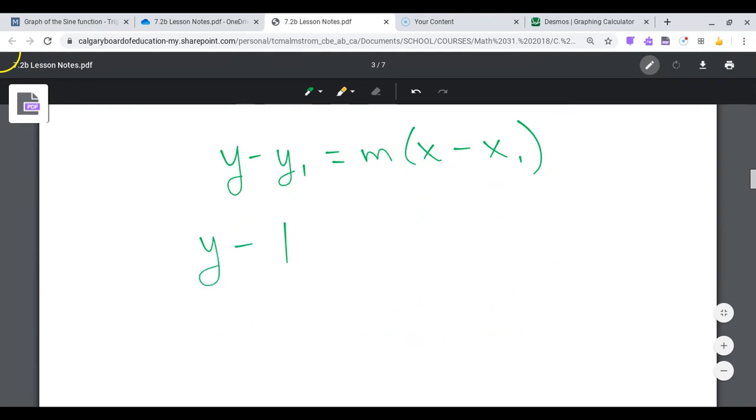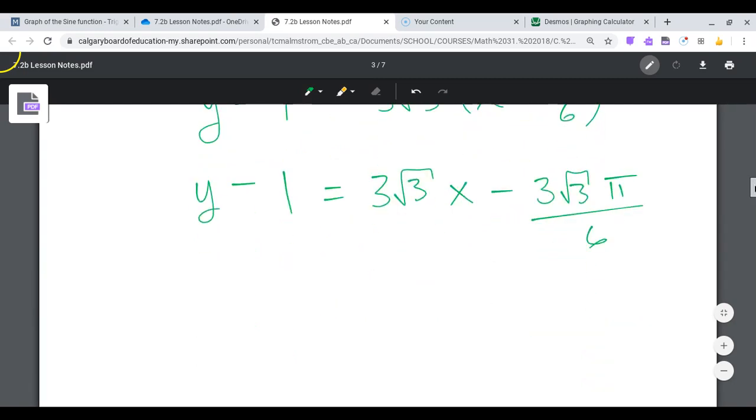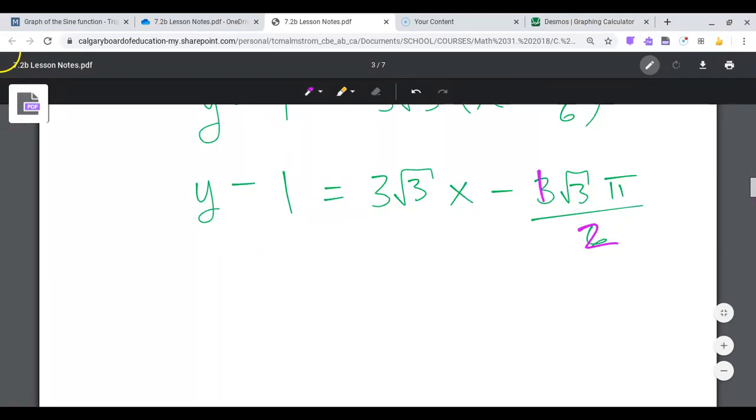So y minus 1 is equal to my slope, 3 root 3, multiplied by x minus pi on 6. And from here, I'm going to distribute, and this is going to be ugly looking because we've got radicals and pi's. All right, y minus 1 is equal to 3 root 3 times x minus 3 root 3 pi on 6. Very ugly. That 3 on 6 could reduce to 1/2.